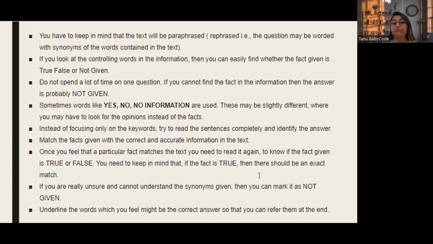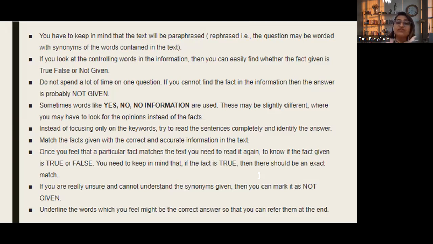Controlling words can change the complete meaning, so make sure you read it very carefully. Do not spend a lot of time on the question. If you cannot find the fact in the information, then the answer is probably not given, right? So do not spend a lot of time.